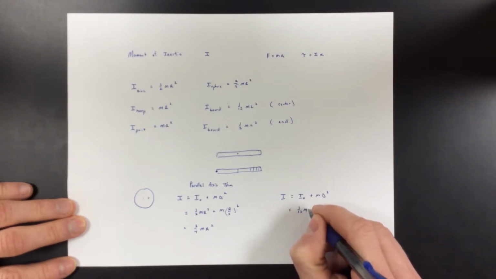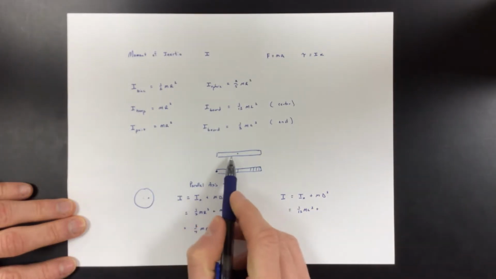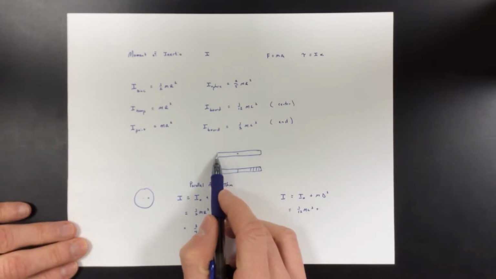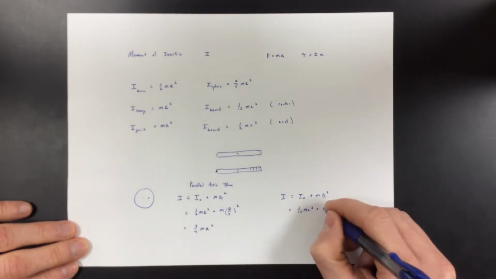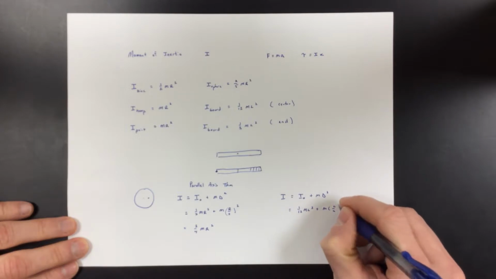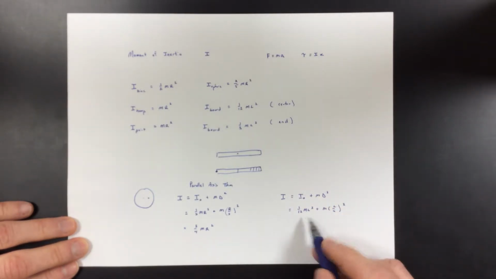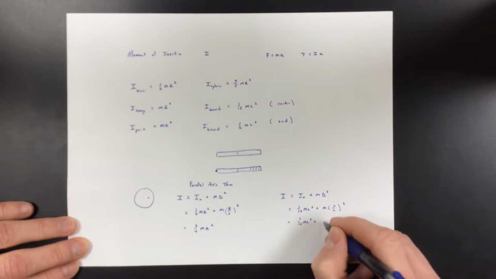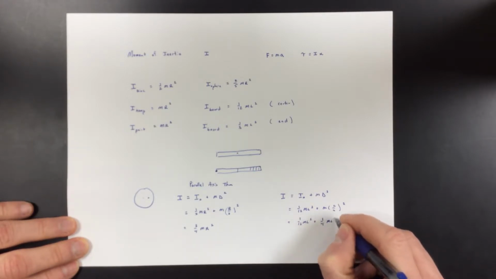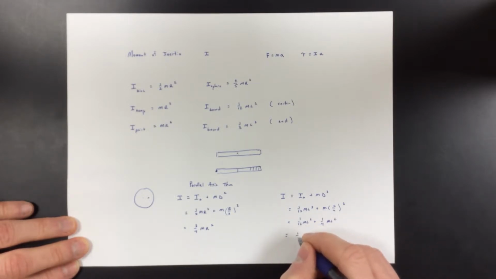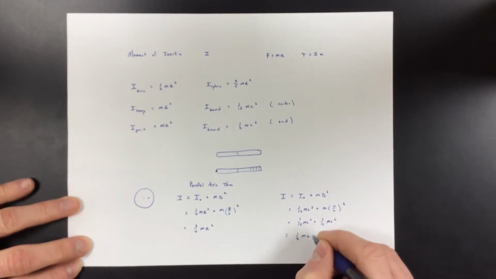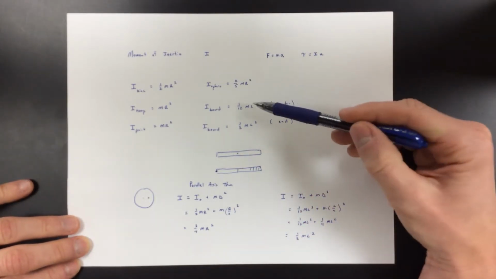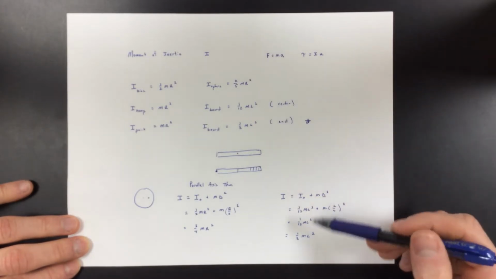I get 1/12 ml squared. And then if I take the pivot, and I take it from the center, and I move it all the way to the end, then d should be L over 2. And if you take 1/12 ml squared plus 1/4 ml squared, 1/4 plus 1/12 is in fact 1/3 ml squared. So what we did is we derived this one from this one using the parallel axis theorem.